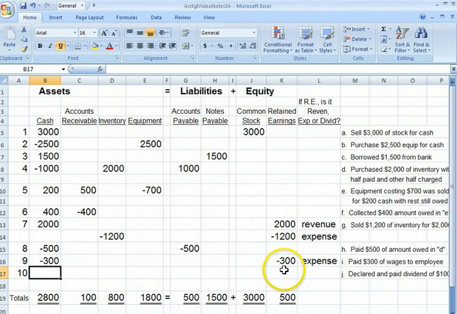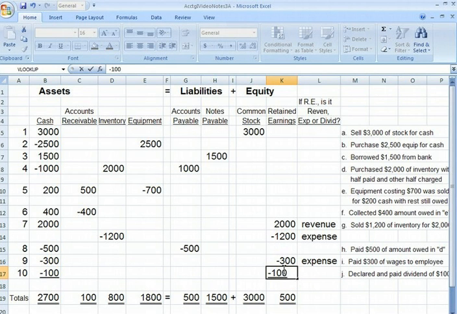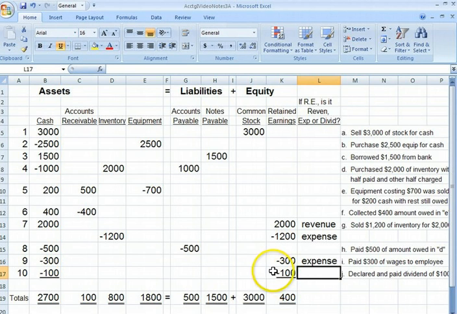Finally, transaction number 10, declaring and paying dividends of $100. We write out a check for $100 that we send off to the stockholders. That makes our cash go down, but it also makes our claim go down of what we owe the stockholders. In this case, the stockholder amount that we owed them was the balance down here, retained earnings of $500. If we give them a check for $100, we now owe them $100 less, or $400. Distributing profits to the stockholders in a business is called dividends.